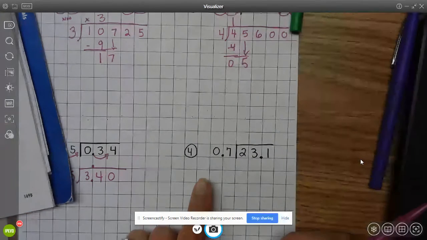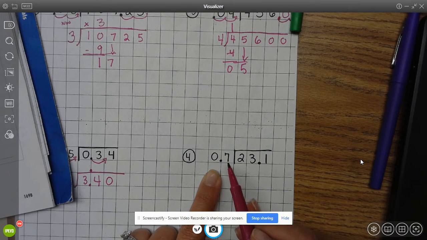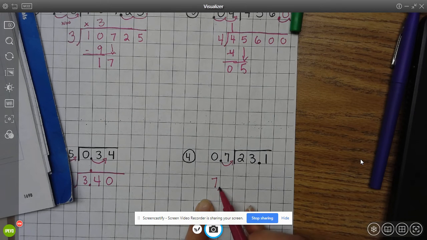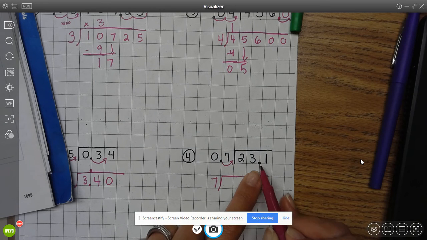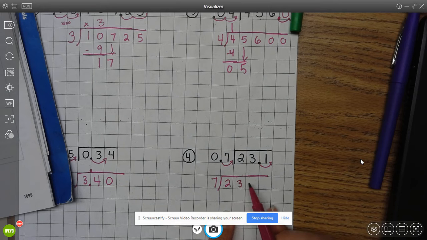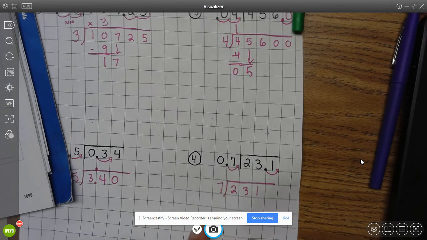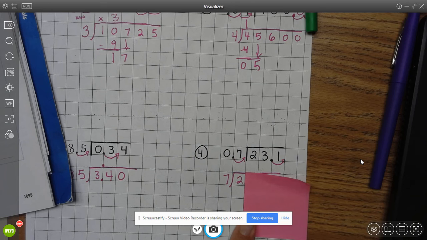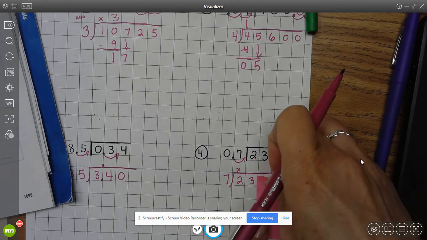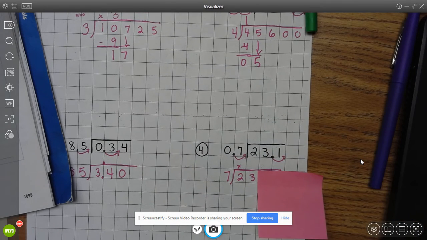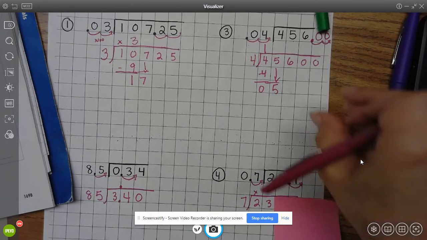All right. And then number 4. I have a decimal and I have a decimal. I move this over to the right 1 time in order to make whole number 7. And then I'm going to do the same thing here. If I move this over 1 time, I'm moving this over 1 time. So this becomes 231. Okay, and again, starting my division, 7 does not divide into 2. And cover my next number. 7 does divide into 23. Okay, all right, so there are your 4 problems.